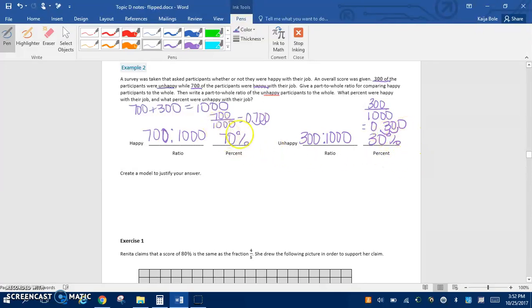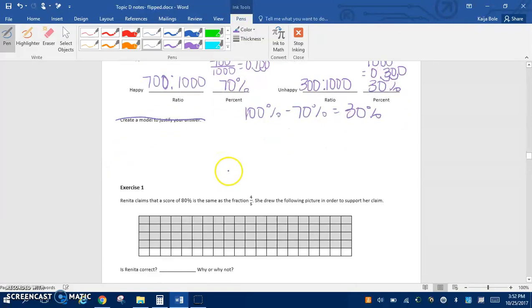We also could have gotten that if we looked at the 70% and we would have done 100% minus 70%, we would have gotten 30%. Okay. We're going to skip this part. We're not going to create a model, and we're going to skip exercise 1 for now.